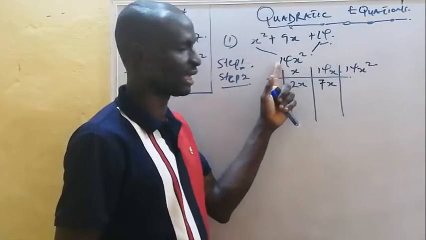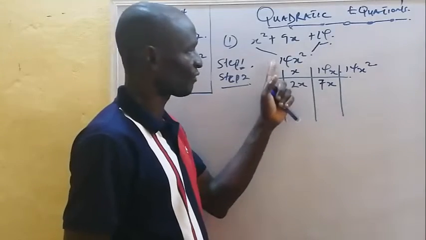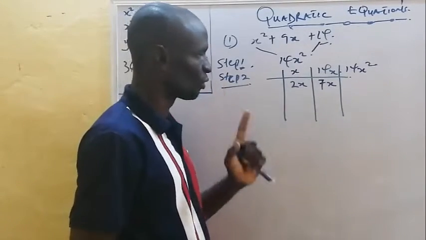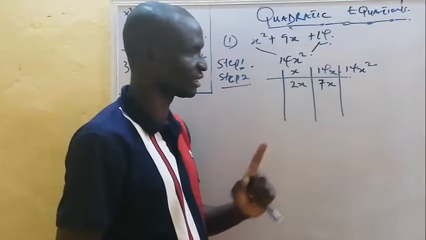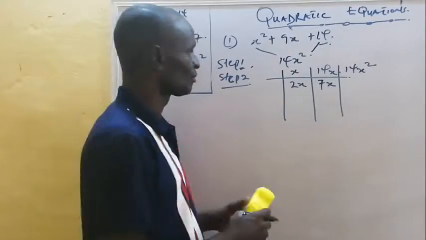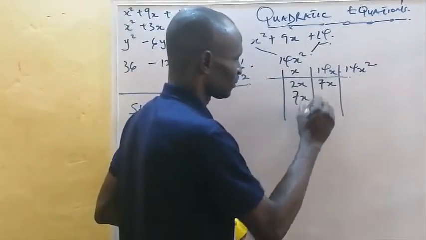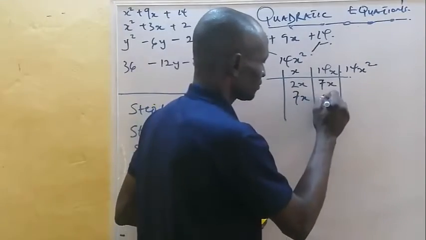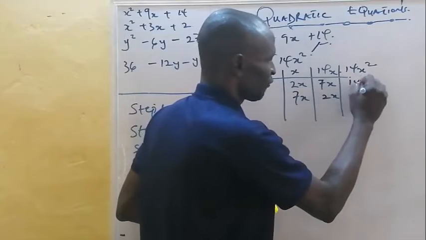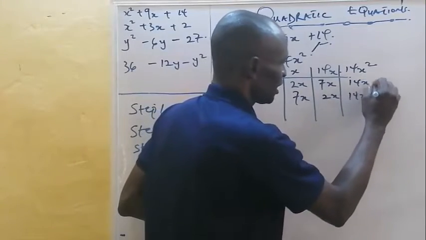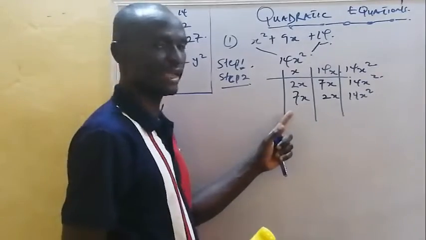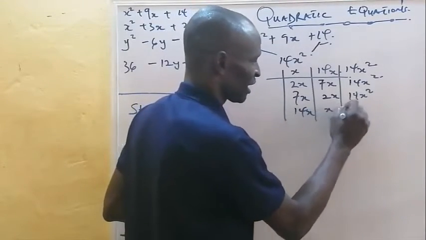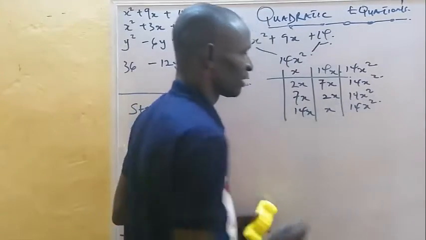3. Can 3 divide 14x? No. 4. Can 4 divide 14x? No. 5. Can 5 divide 14? No. 6. Will 6 divide 14? No. 7. 7x again. 7x times what? 2x will still give me 14x². The next again that we'll see in the line is 14 back to 14. 14x times x. That's 14x².